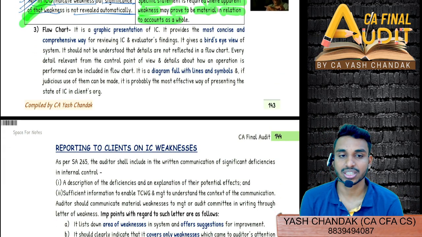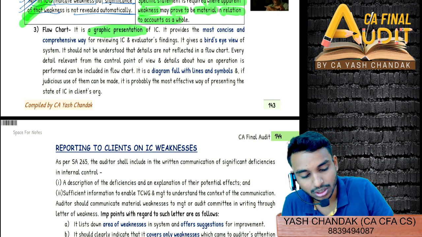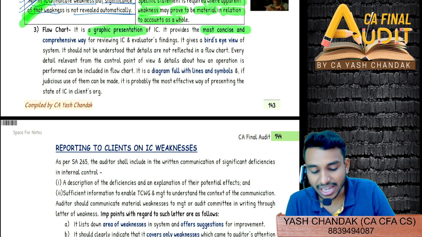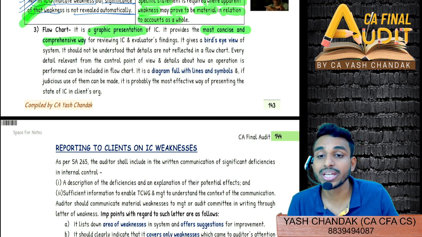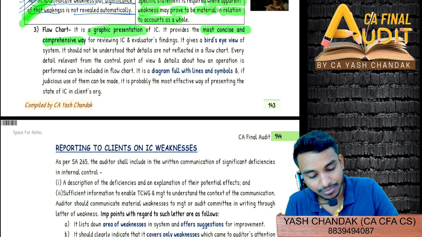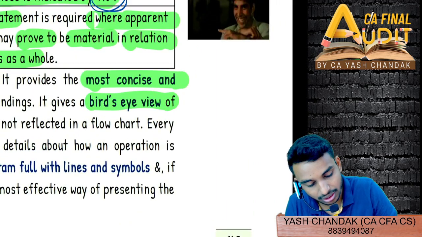Let's come to flowchart. A flowchart is a graphical representation, as I told you, a concise way, precisely and comprehensively showing you the entire controls within the entity, right? So it's giving you a bird's eye view. I told you, right? So you can just draw a bird here as well.